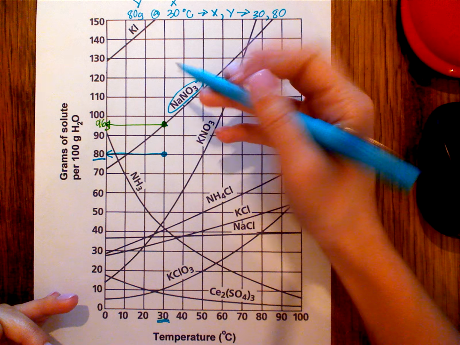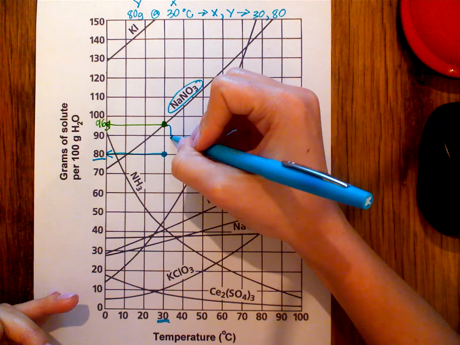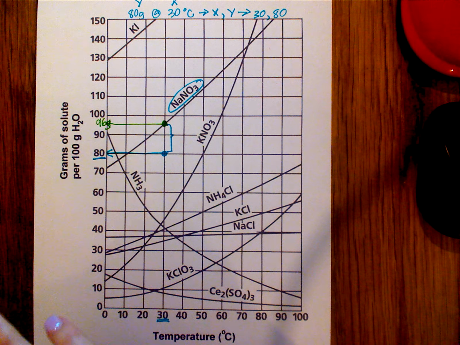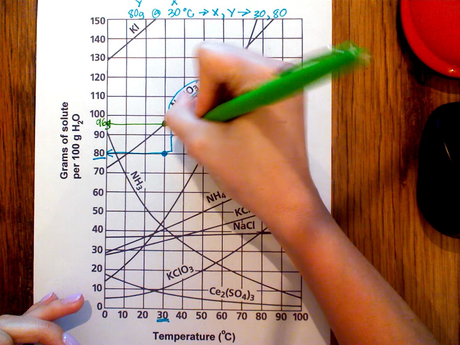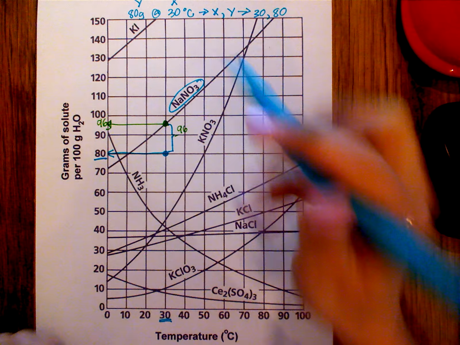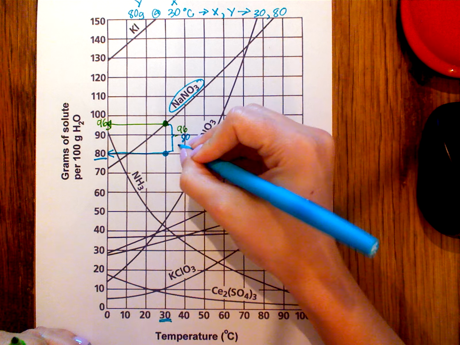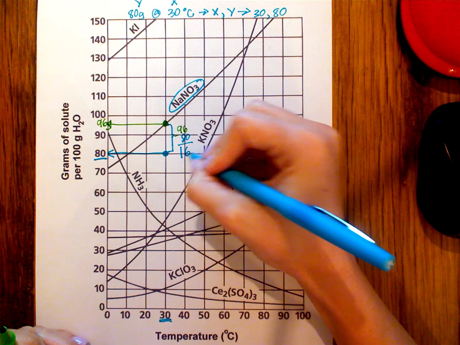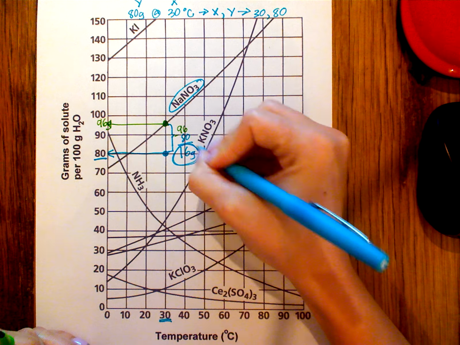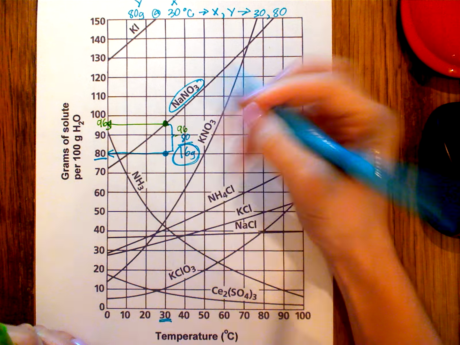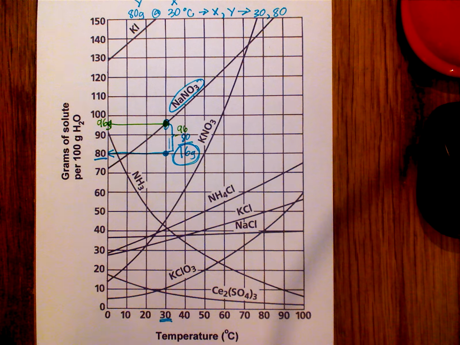So to figure out how many more I need to add in order to get there, all you have to do is figure out the difference between these two points, which ends up being 96 minus 80, and we end up with 16 grams. So we would need to add 16 more grams to move this point up onto the line and be considered saturated.